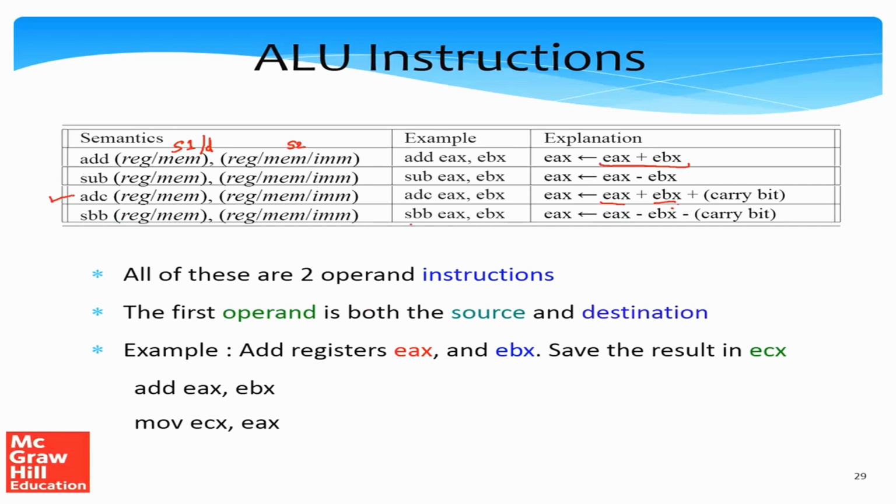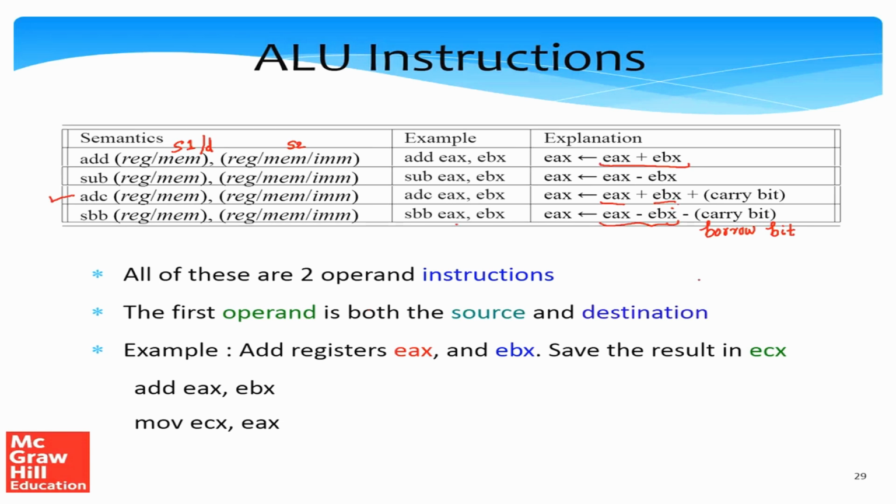So let's consider an example, SBB EAX EBX. So we are setting EAX as EAX minus EBX, and this is minus the carry bit. So in this case, the carry bit actually works as the borrow bit. So unlike ARM, in x86 the carry bit and the borrow bit are the same and have the same connotation. So basically we first do a regular subtraction and then we subtract the borrow bit. We call it the carry bit, but it can be interpreted as the borrow bit as well. So we do the subtraction in that manner.